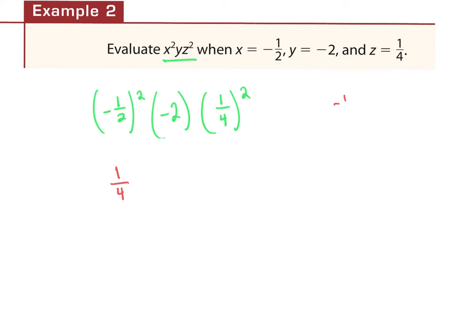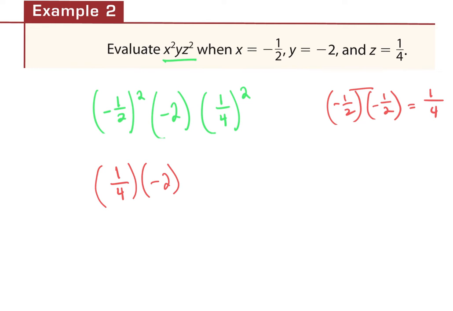So I just did -1/2 times -1/2. A negative times a negative gave me a positive. Multiply across: 1 times 1 is 1, 2 times 2 is 4. So I got 1/4 there. My -2 is here. What about when I square 1/4? 1/4 times 1/4, which gives me 1/16.